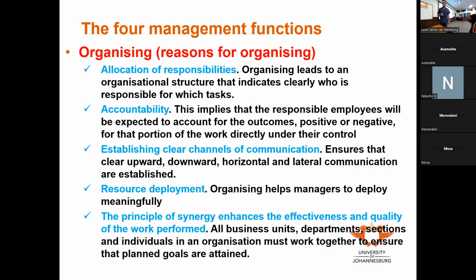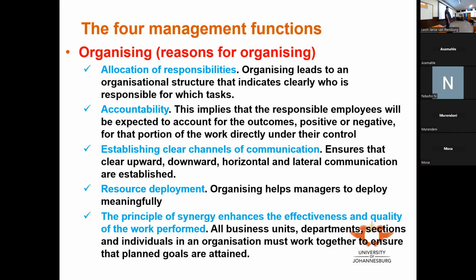Okay, so establishing clear channels of communication is very important. That's what I mentioned earlier. You get these silos in your company and then they don't talk, and that delays everything. Then I need to bring in consultants to help them talk again. But this is critical. Without this, you don't have information flow, and without information flow, there's a problem. Information and knowledge flow. Resource deployment: again, you need to deploy that meaningfully. That's where the budgets and part of planning come in.